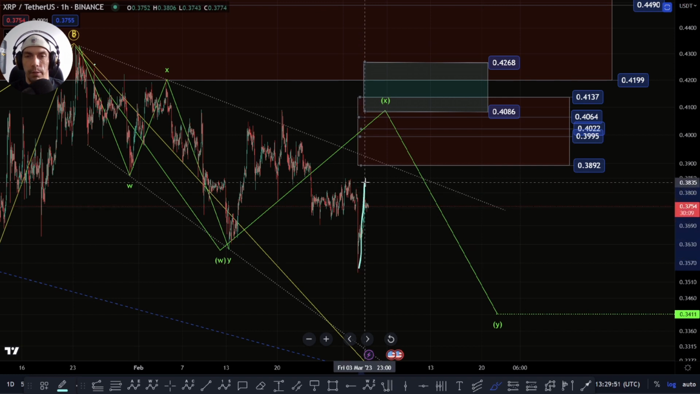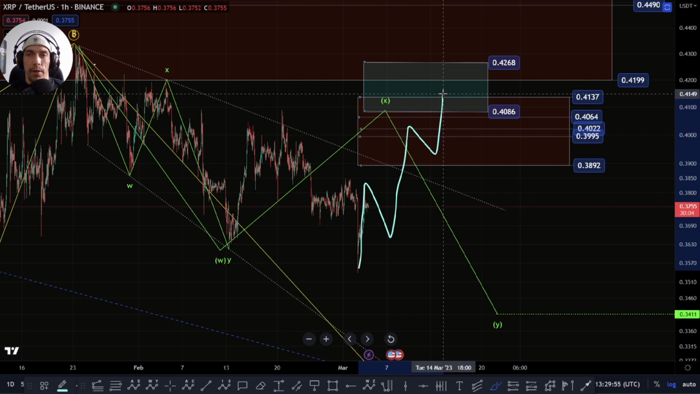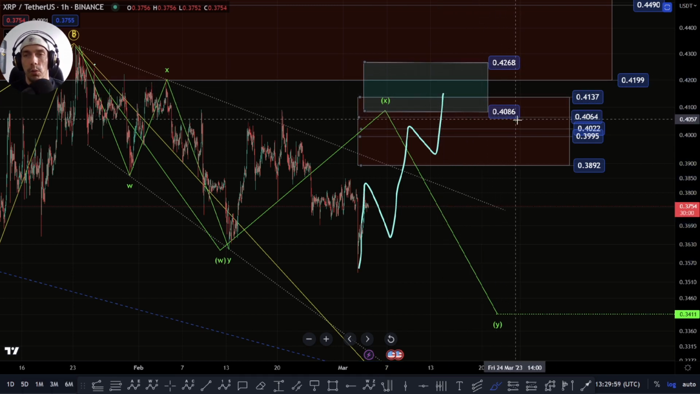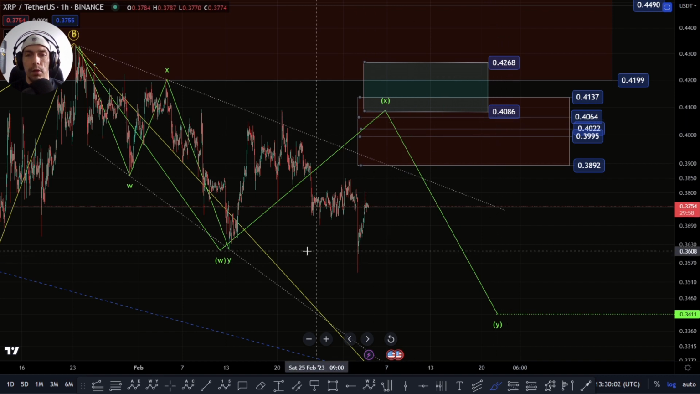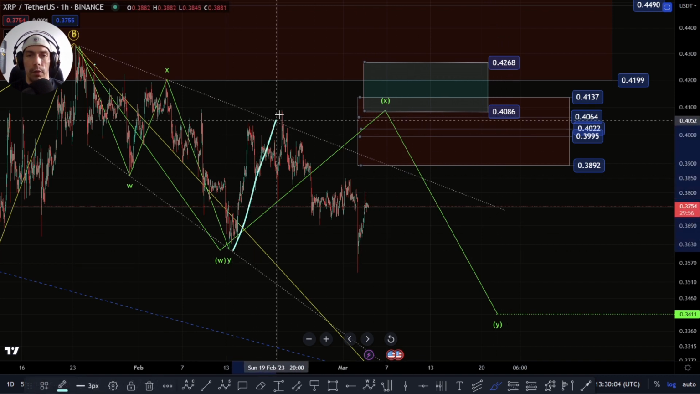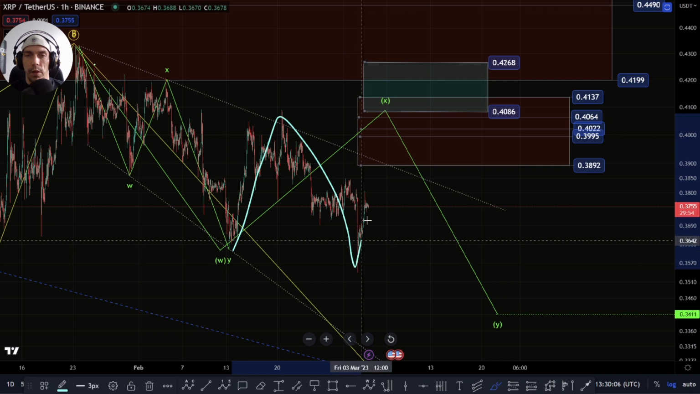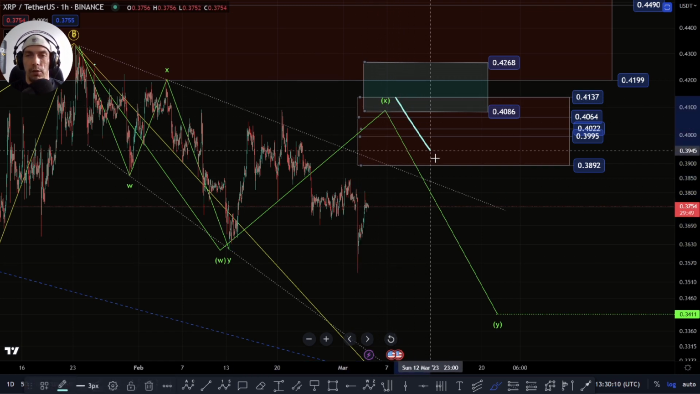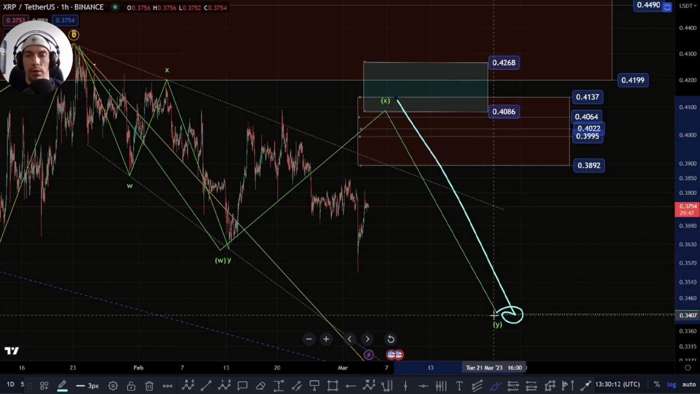If we do form that 5-wave structure, then we form a wave 2, 3, 4, and a 5, and that actually brings us up into this 42.68 area to this 40.86 area. We'd have to be cautious that this wasn't an X wave where this becomes an A, this is a B, and then we get that C wave up, and then we'd still be looking for that potential to have that drop for that Y wave down into this zone.